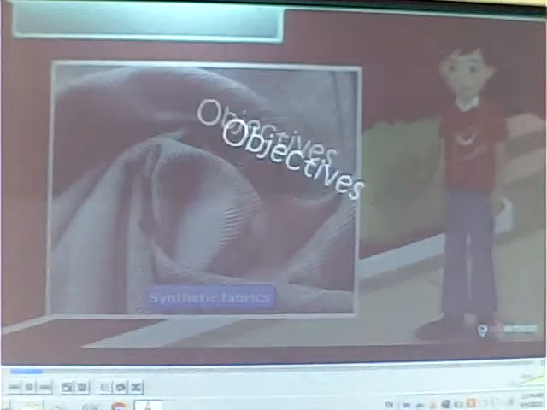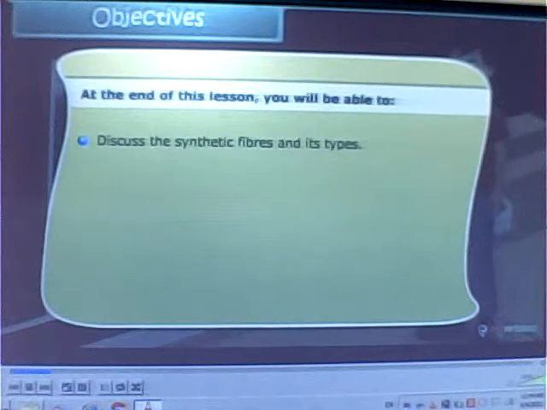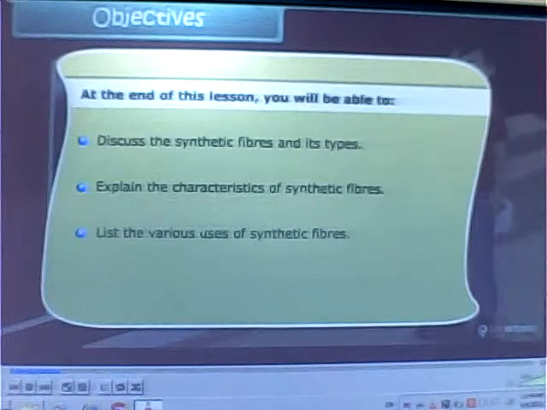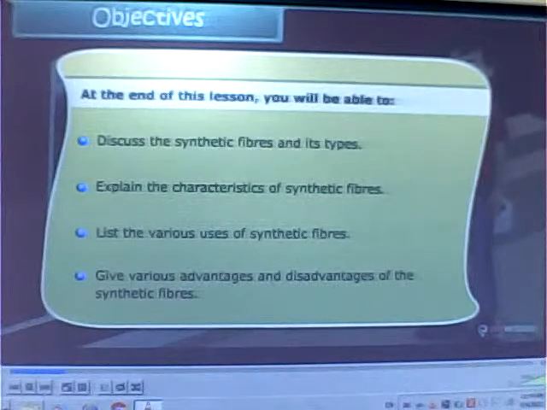Objectives. At the end of this lesson, you will be able to discuss the synthetic fibers and its types, explain the characteristics of synthetic fibers, list the various uses of synthetic fibers, give various advantages and disadvantages of the synthetic fibers.